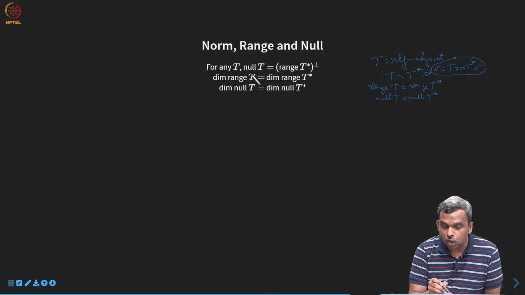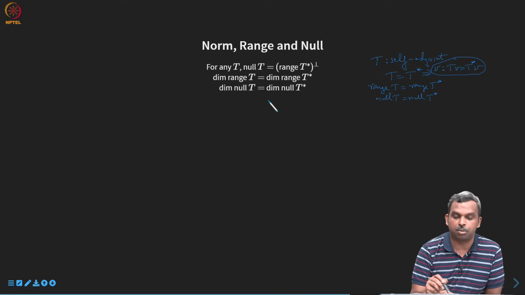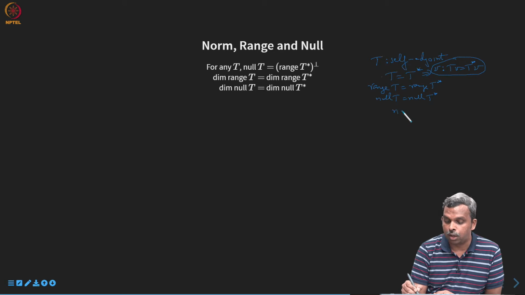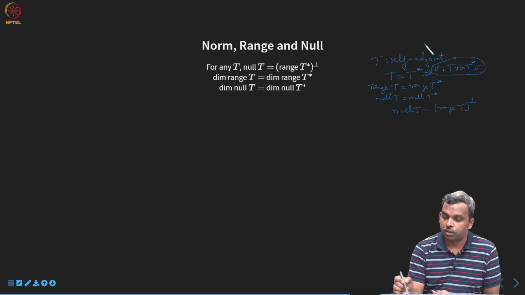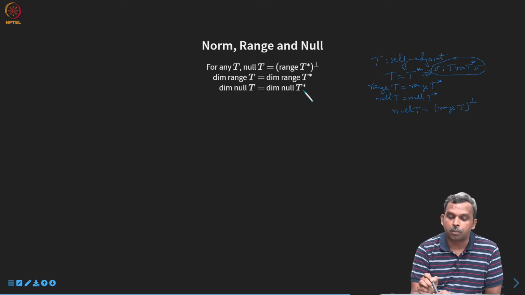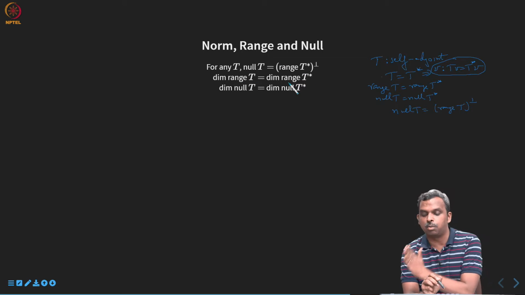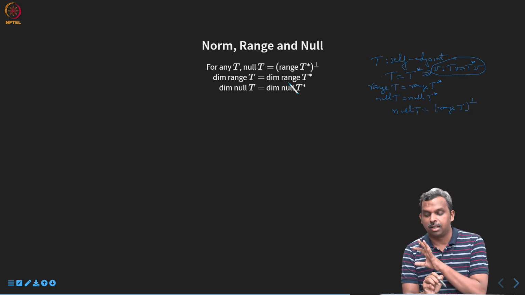For a general operator T, even these are not true. Range of T need not be equal to range of T star. Only the dimension has to be equal. But null of T being range of T star perp is always true. For self-adjoint operators, you have null of T equals range of T perp. Null and range are orthogonal complements. That's true for self-adjoint operators. So keep this in mind. All this is true for self-adjoint operators, while for a general operator you can only say these things. So as you specialize more and more, you get more and more strict conditions.